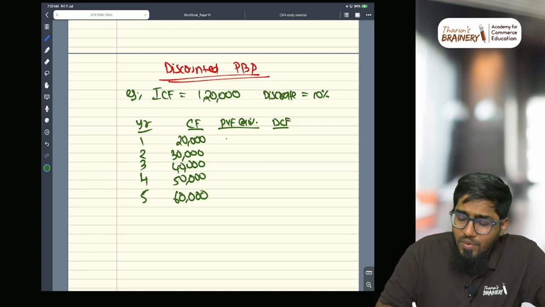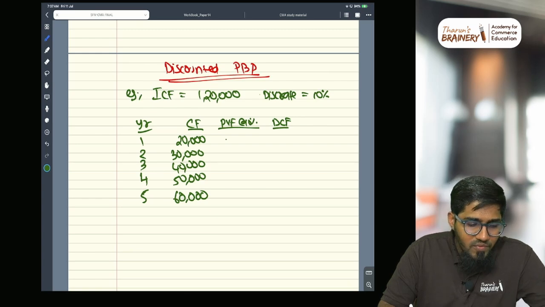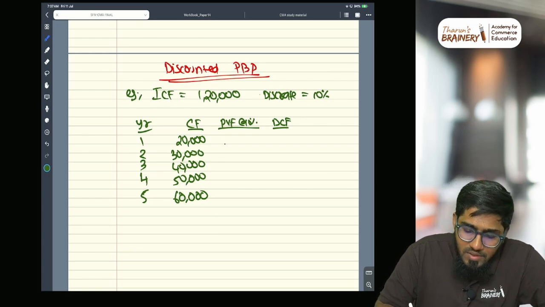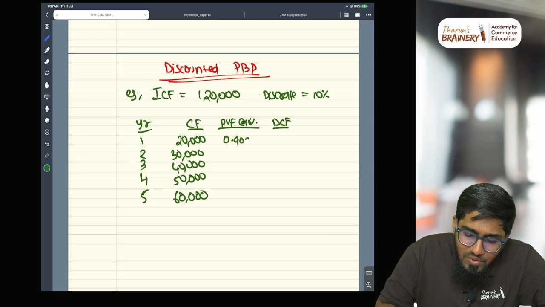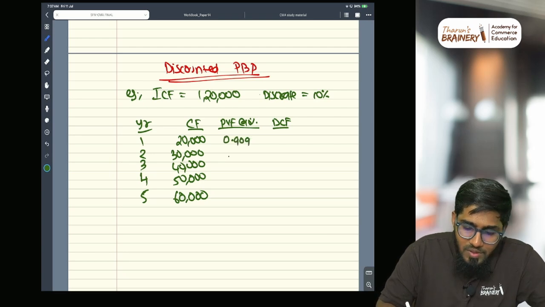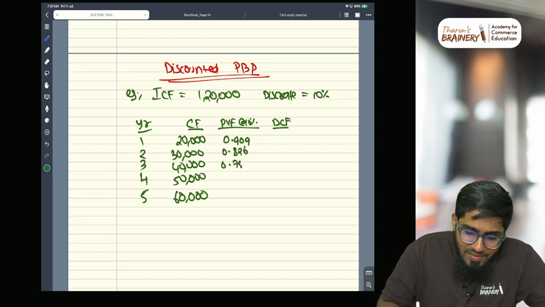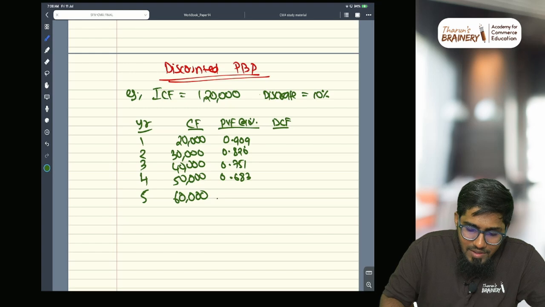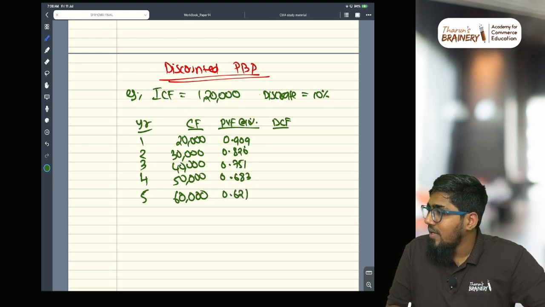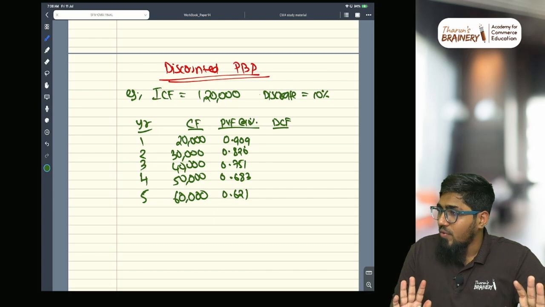Everyone please tell me, what is the discounting factor for 10%? 1 divided by 1.1, calculator trick, correct? So 0.909. Okay, next one 0.826. Next one 0.751. Next one 0.683, and next one 0.621. Clarity? Okay, only 5 years cash flow.